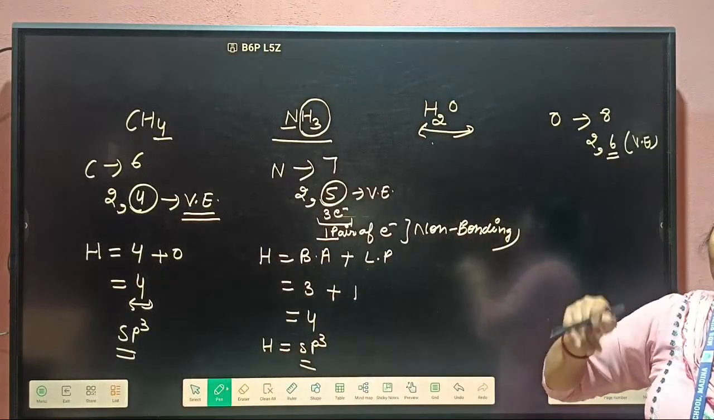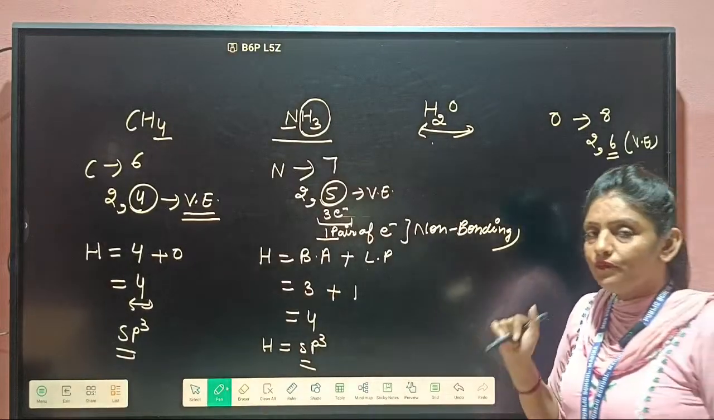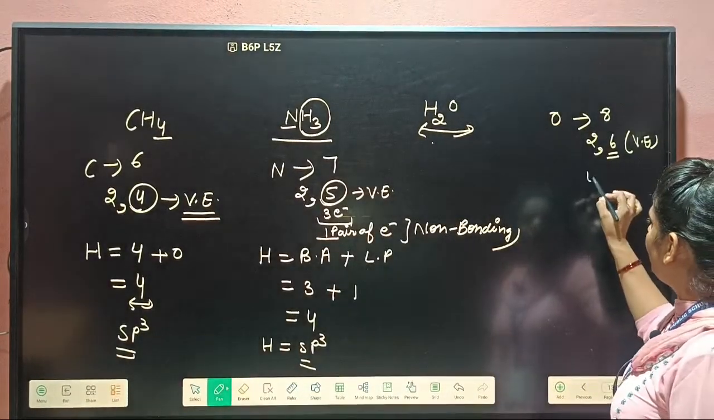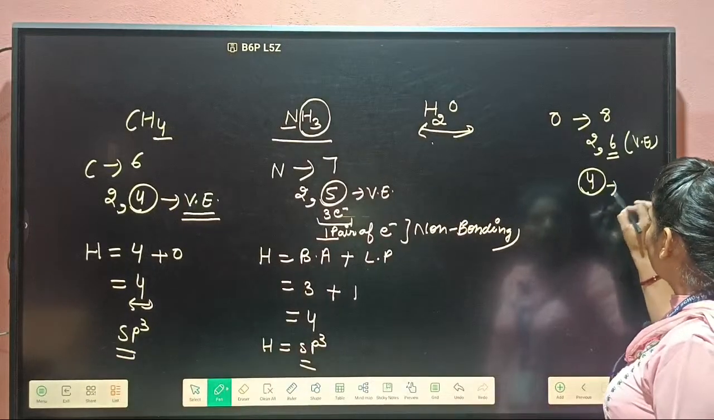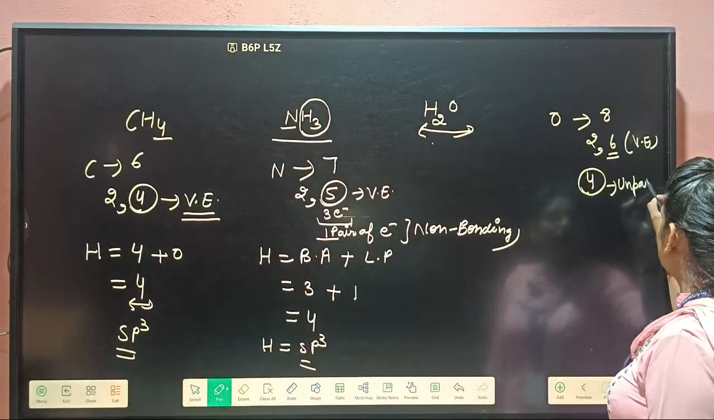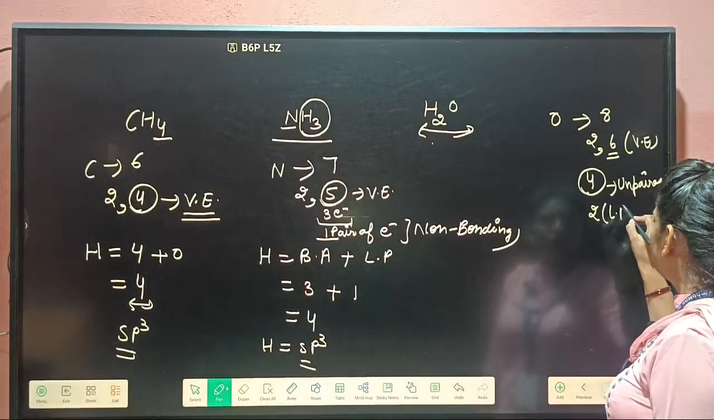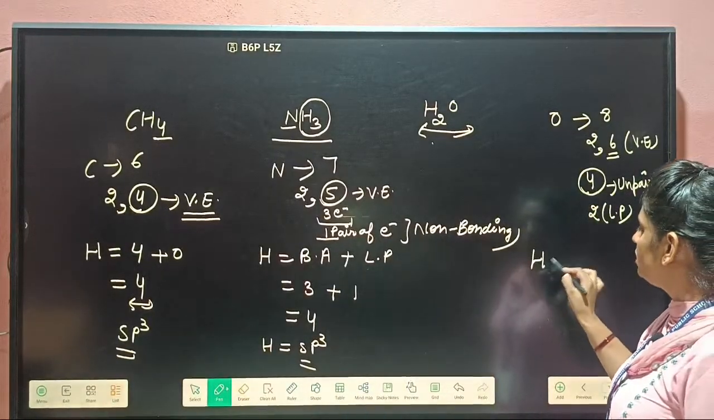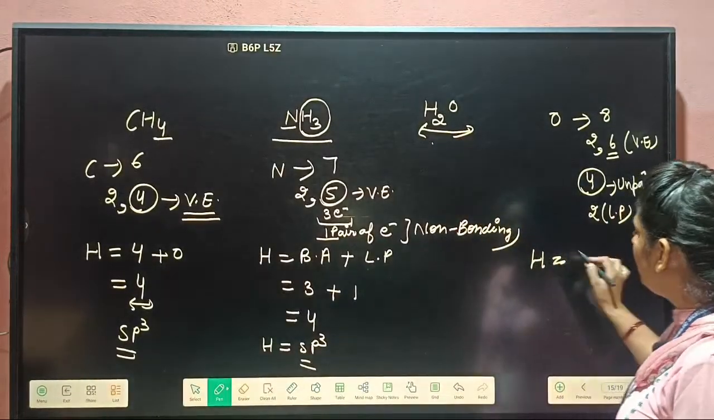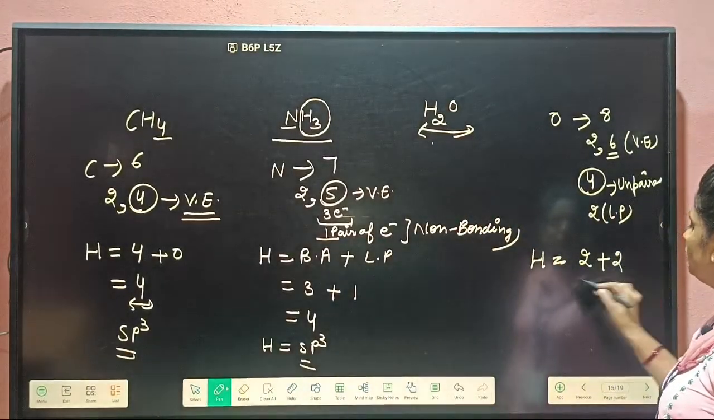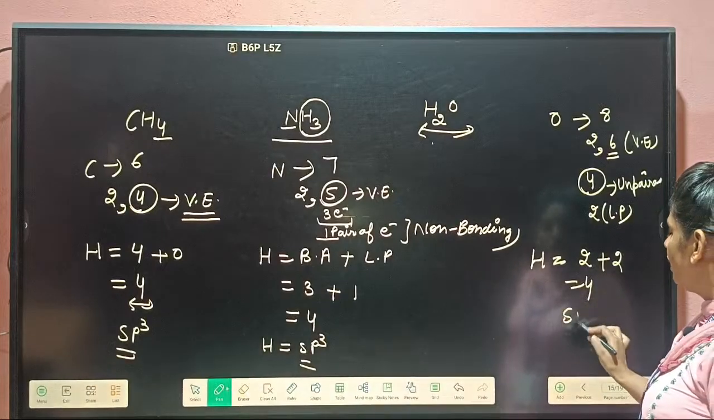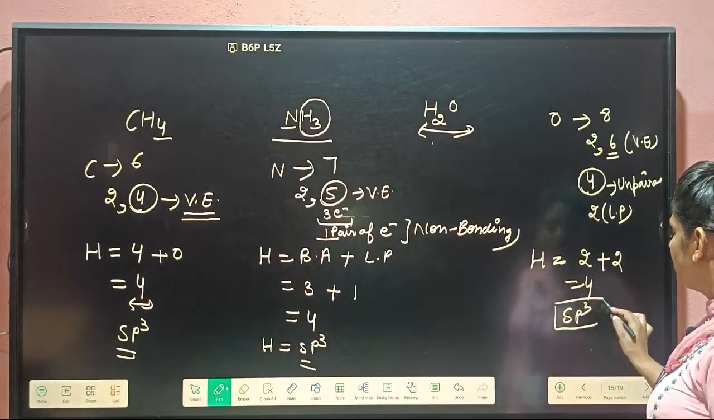That means 4 electrons are unpaired, and 4 unpaired electrons mean 2 lone pairs. So hybridization will be bonded atoms 2 plus lone pairs 2, so 2 plus 2 is 4. So hybridization will be sp3.